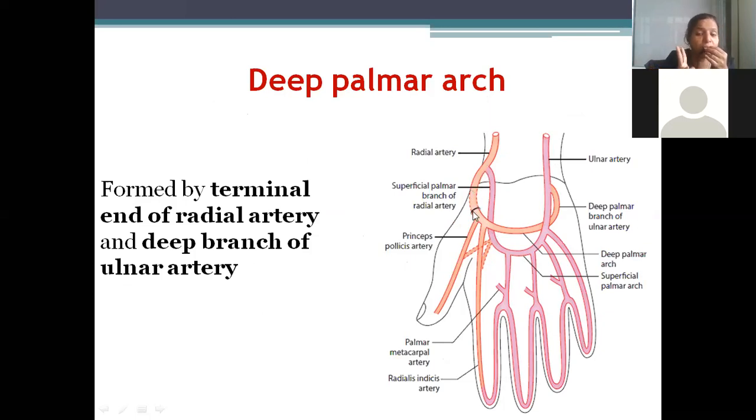That difference you should understand. Then the rest you can write from the picture. I'm repeating: the superficial palmar arch is formed by the superficial branch of the ulnar artery, which is the continuation of the ulnar artery, with the superficial palmar branch of the radial artery. Whereas the deep palmar arch is formed by the deep branch of the ulnar artery and the deep branch of the radial artery, but it is the continuation of the radial artery, isn't it? It's the continuation of the radial artery.